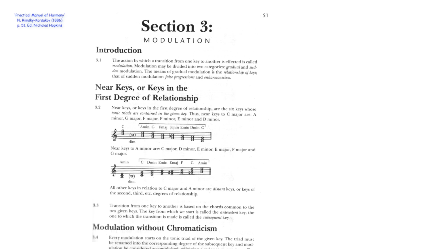When discussing modulation, Rimsky-Korsakov lists as keys in the first degree of relationship with a given key all the triads of that key except the leading note. He also includes the triad and key of the minor subdominant, which is only diatonic to the harmonic major scale.